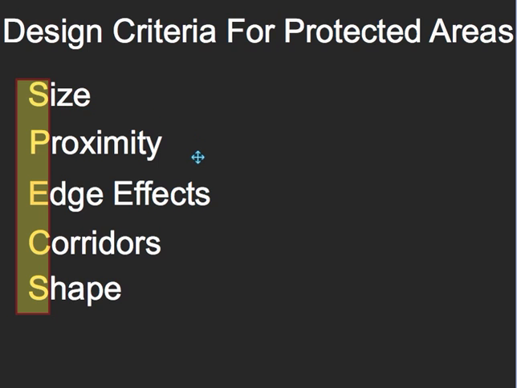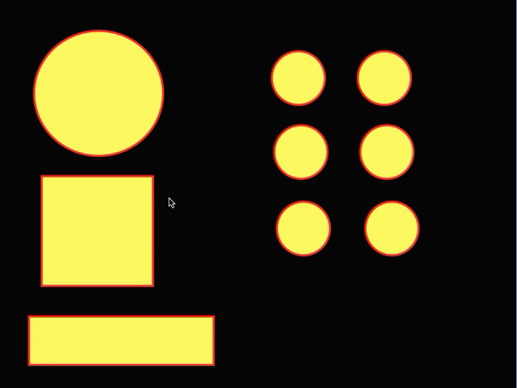Size, proximity, edge effects, corridors, and shape are all interrelated in designing a protected area. How big should a protected area be? Should we allow fragmentation of the protected area? Does it matter if it's one big area or 6 smaller areas of the same size? Does it matter if the protected area is circular in shape or oblong in shape, like a square or a rectangle?